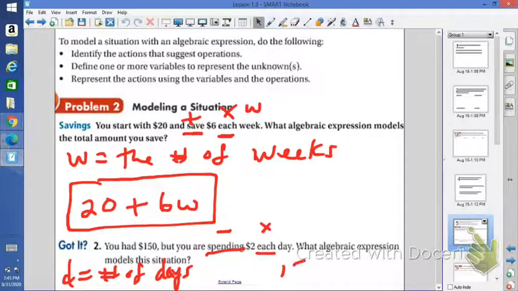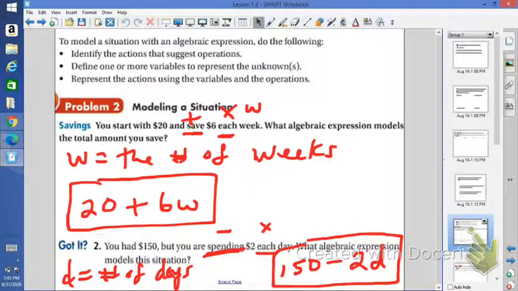So we start with 150. We're spending, so we're going to subtract. And we're going to subtract 2 times our variable D. So 150 minus 2D. All right, and that's our algebraic model.